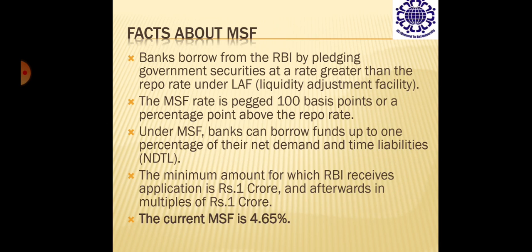Banks borrow from the Reserve Bank of India by pledging government securities at a rate higher than the repo rate under the liquidity adjustment facility. The marginal standing facility rate is pegged 100 basis points, or one percentage point, above the repo rate. Under MSF, banks can borrow funds up to 1% of their net demand and time liability. The minimum amount for which RBI receives applications is rupees 1 crore, and afterwards in multiples of 1 crore. The current marginal standing facility rate is 4.65%.